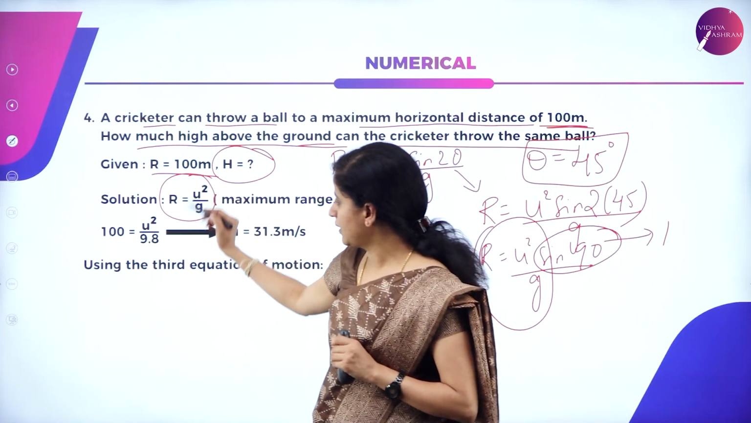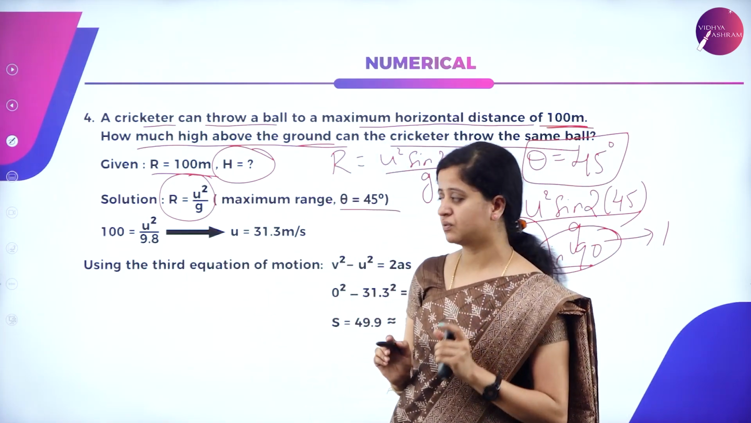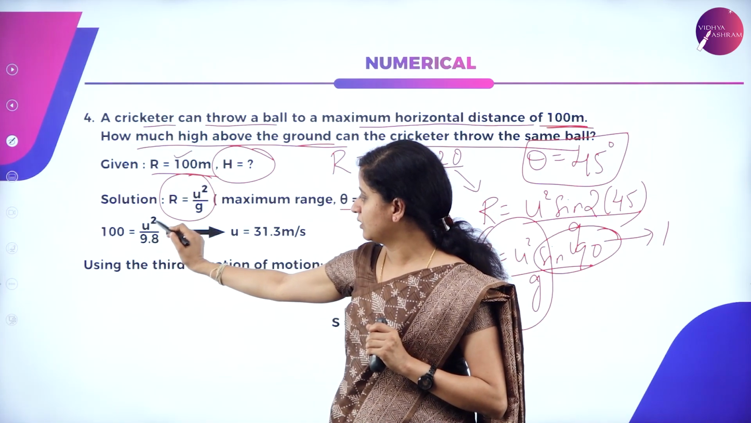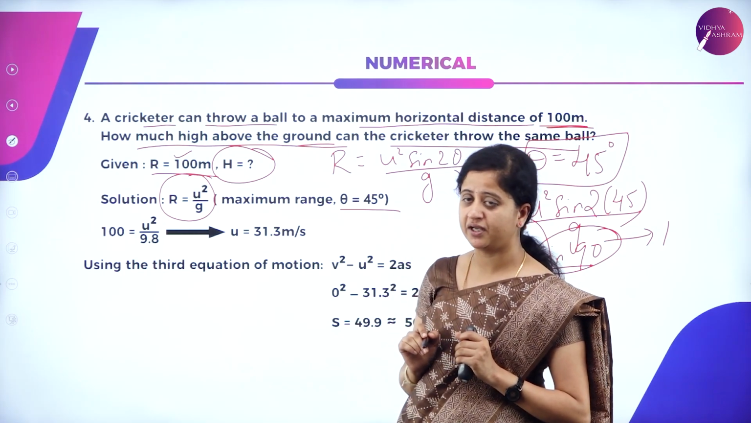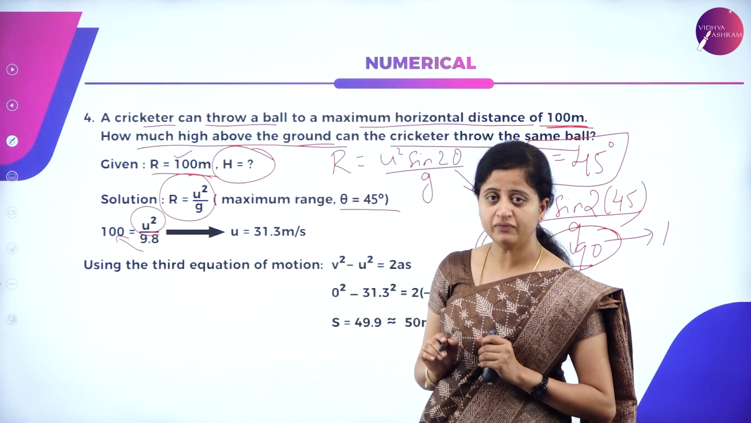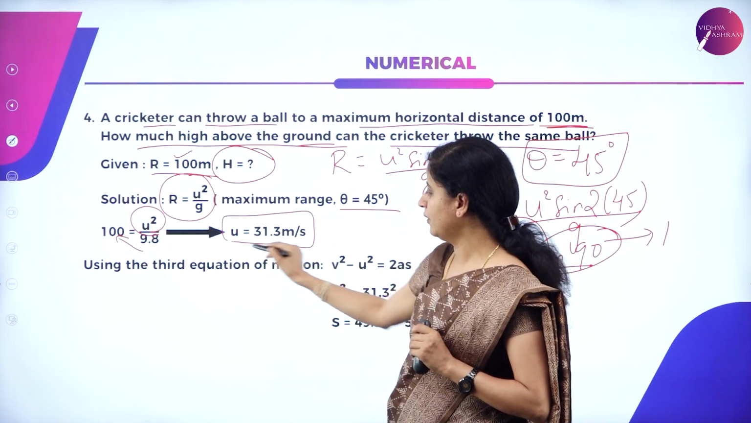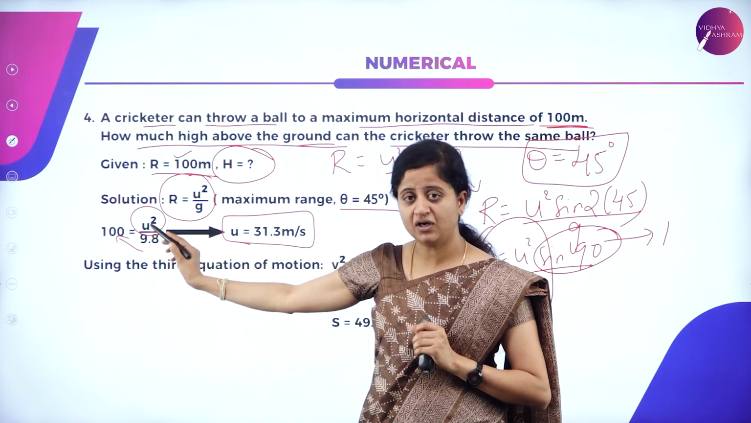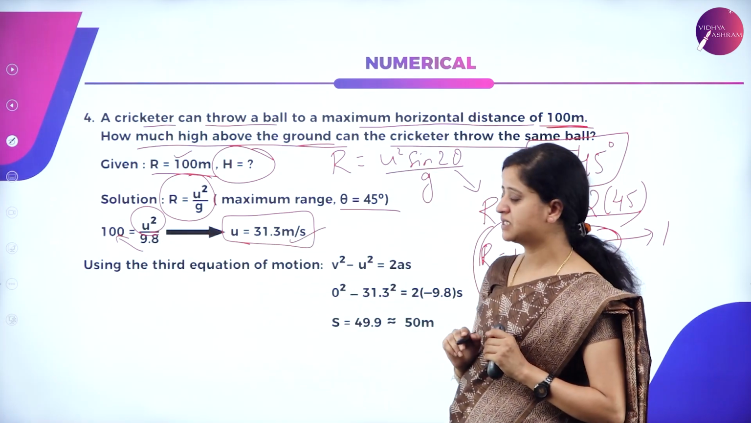So what is u square? We have to find out u square now. Range is 100 meter, it is given. So 100 is equal to u square divided by 9.8. Multiply these two and take the square root for u value and you will get the value as 31.3. Since we are finding velocity, the unit must be meter per second.